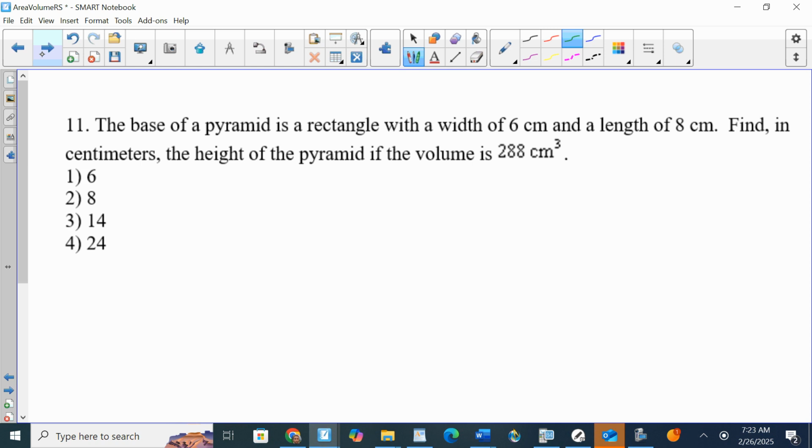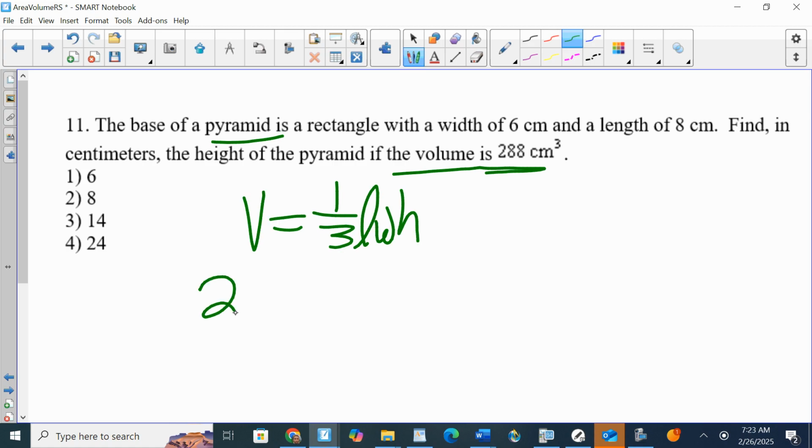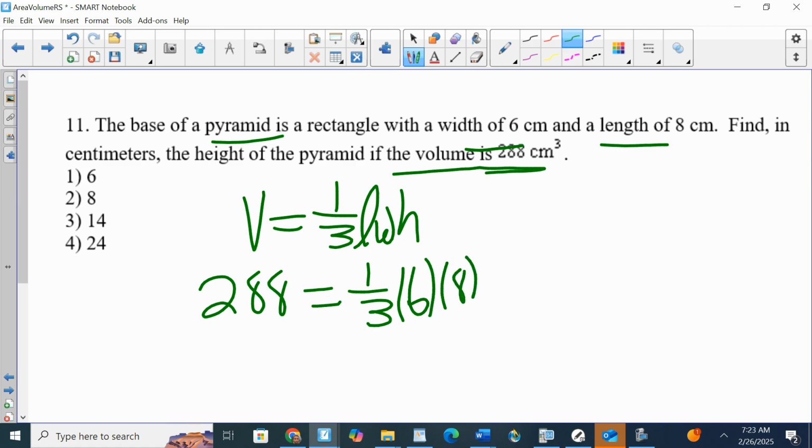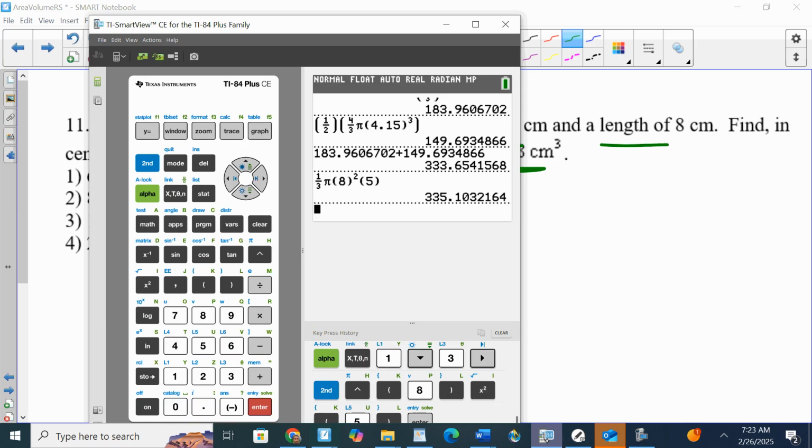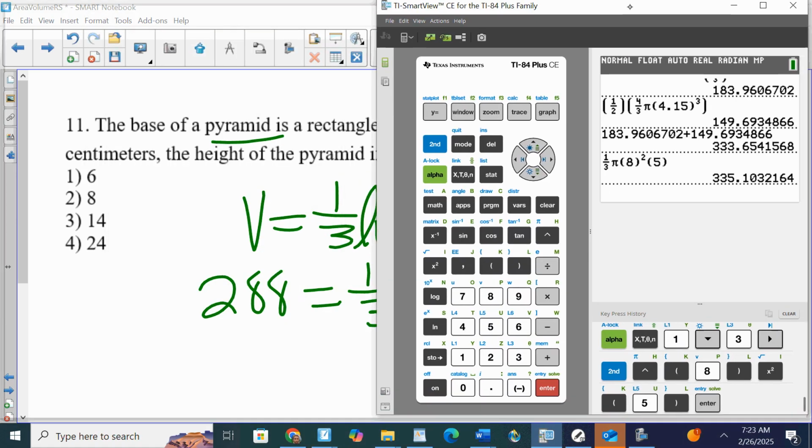Volume with algebra. It's giving us that the volume is 288 of a pyramid. So I start by writing the volume of a pyramid formula. If it's telling you the volume is 288, replace V with 288. Width is 6, length is 8, and we're trying to find the height. I said it before, I'll say it again. I don't care if you're the weakest student or the strongest honor student. I don't trust your algebra.